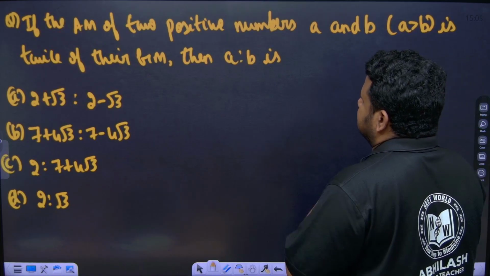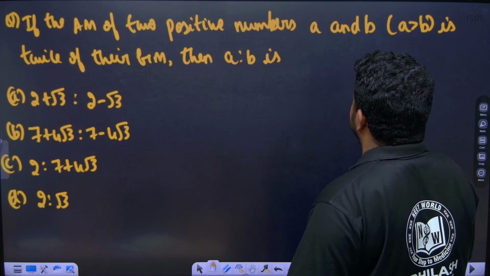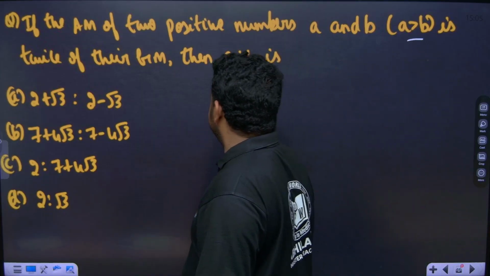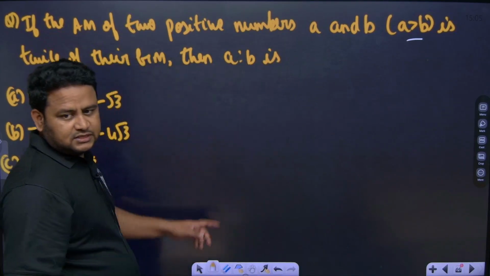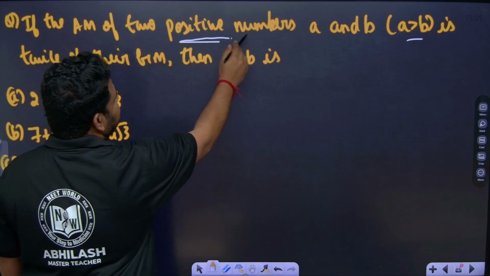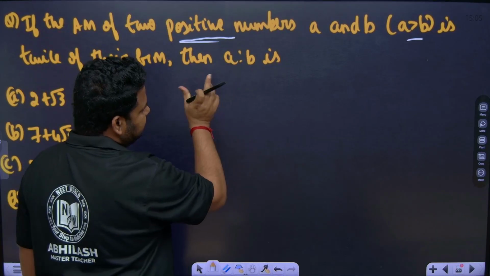Now they are telling: if the arithmetic mean of two positive numbers a and b, where a is greater than b, is twice of their geometric mean, then what is a to b? They are asking a is to b. The arithmetic mean is of two positive numbers, they are telling. Very important. Each and every line is important.